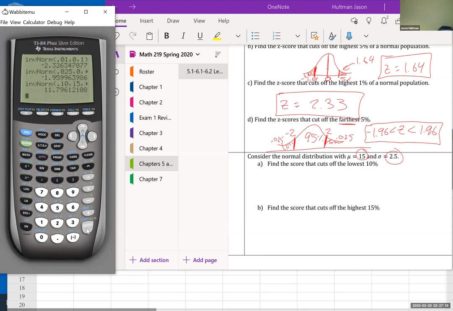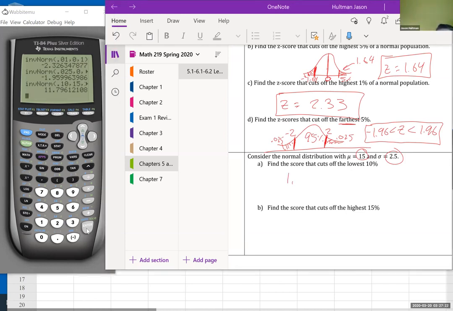Okay, and we get 11.80. That's the score, not the z-score, but the score. Maybe I'll say that this is x equals 11.80, right? So it's saying that, look, we have this distribution and the mean is 15 and the standard deviation is 2.5. And so what's the lowest 10%? Well, it's 11.80. That's what that's saying.